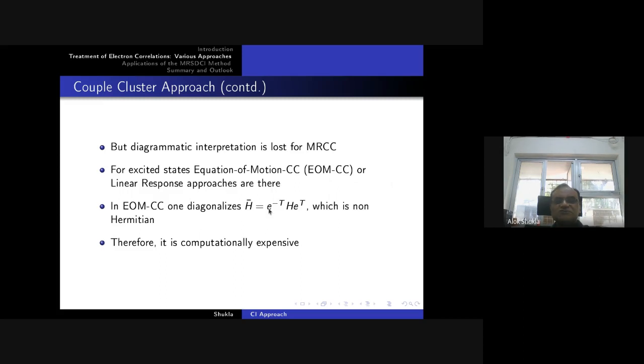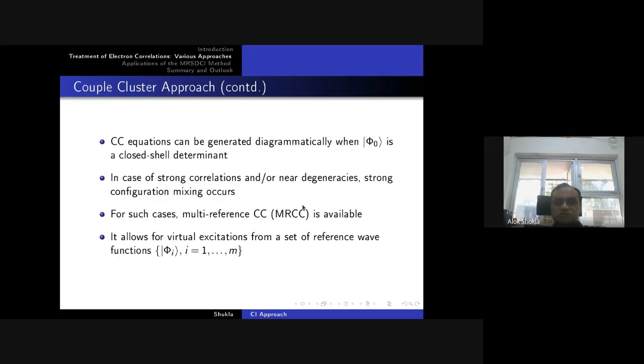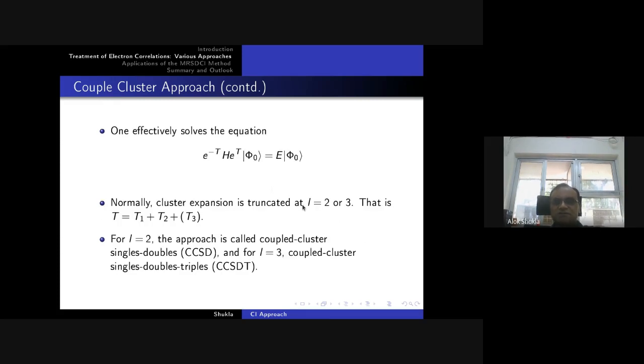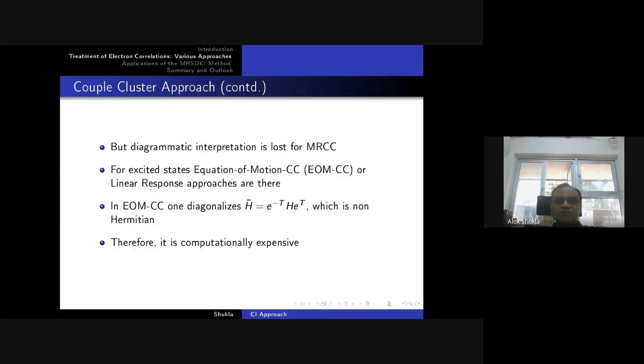So we take this e to the power minus T, H, e to the power T operator, which occurred earlier here. Okay, so that becomes our effective Hamiltonian, and then we just diagonalize that. But then it becomes a non-Hermitian diagonalization problem.